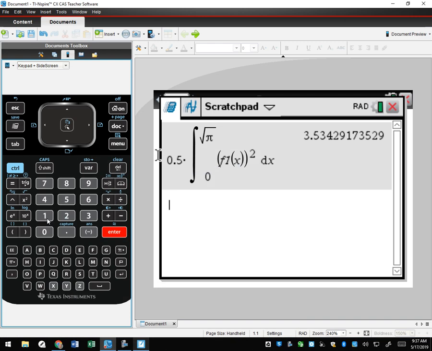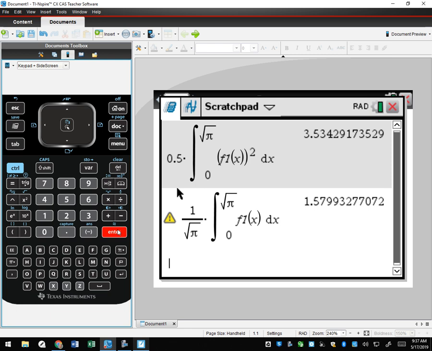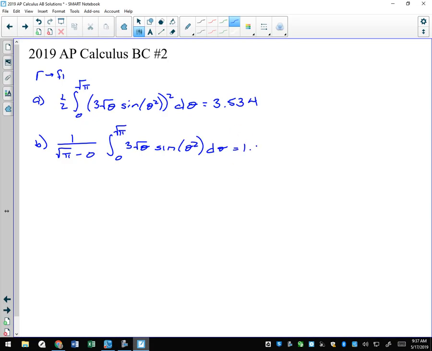So I'm going to do control divide, 1 over root pi of the antiderivative from 0 to root pi of the function f1 of x, don't square it, dx. Control enter, and we get an average value of 1.5799, which you could round to 1.580 or truncate at 1.579.